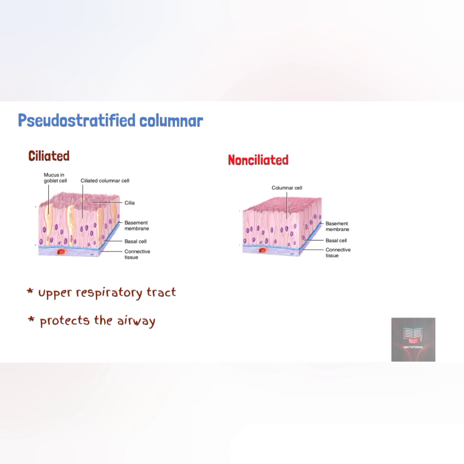The non-ciliated pseudostratified columnar cells line the epididymis. It is also located in the male urethra and is found in the duct of many glands. They function for absorption and secretion of substances.